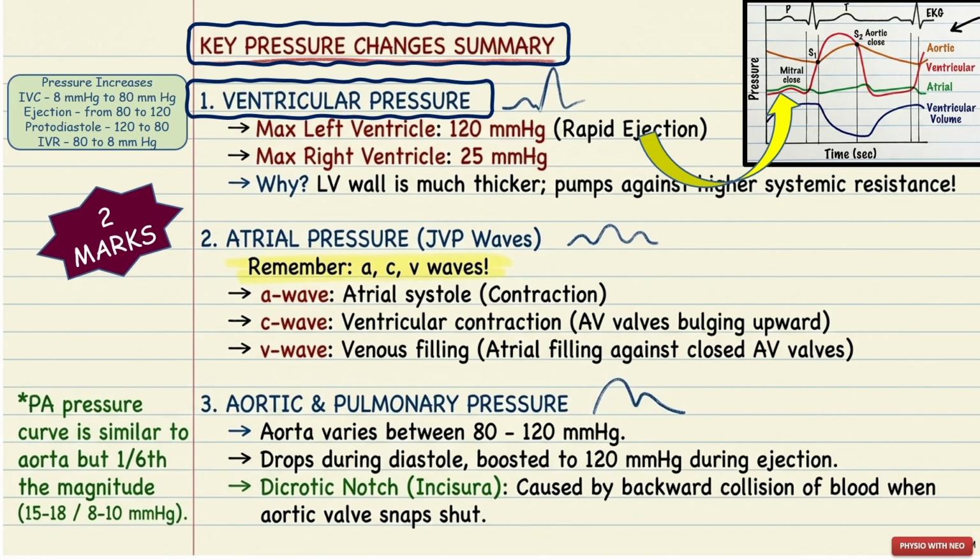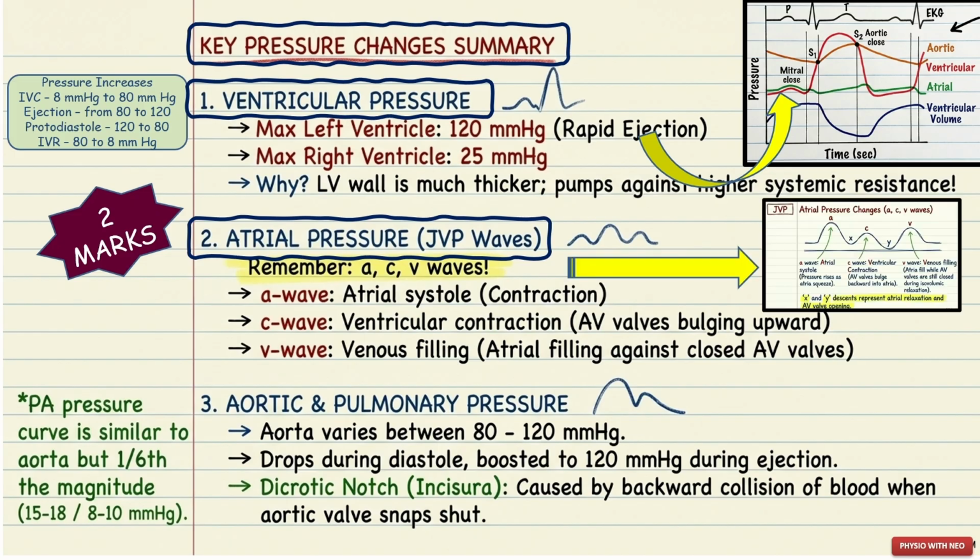After this, about the atrial pressure. For atrial pressure, we are going to explain in the form of JVP, the jugular venous pulse tracing. So here we are going to draw this JVP tracing having 5 waves: A, C and V waves, that is 3 positive waves, and 2 negative waves, X and Y.